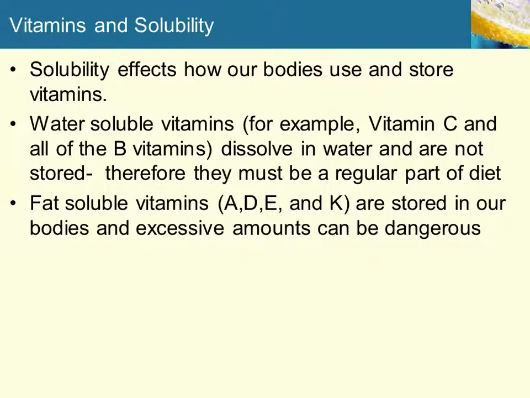So let's just apply what we learned about solubility and look at something in our own bodies. So solubility affects how our bodies use and store vitamins. So we have water-soluble vitamins, for example, vitamin C and all of the B vitamins. They dissolve in water, so they are not stored. So as we ingest them, whether they be in natural substances or they are in a multivitamin or simply a vitamin C tab, they get dissolved, our body uses what it can use, and we excrete the rest.